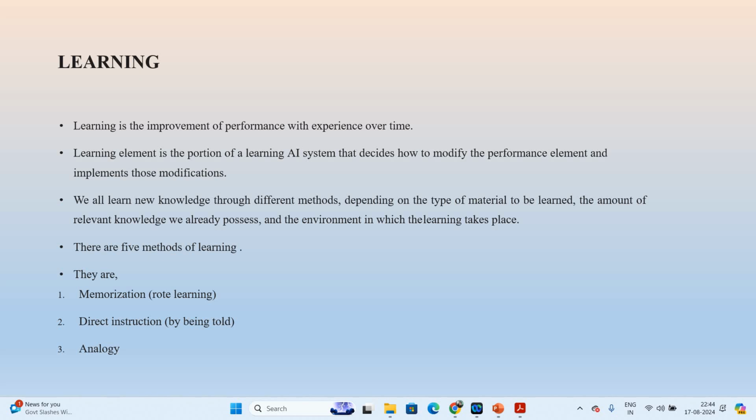So normally, learning is a part and portion of an artificial intelligence system to decide and to modify the performance element and implement those modifications. So learning can improve the performance of any agent in artificial intelligence, and it also helps to improve the experience over time of an agent. We all learn new knowledge through very different methods, depending on the type of material we learn, the amount of relevant knowledge we already possess, and the environment in which the learning takes place.